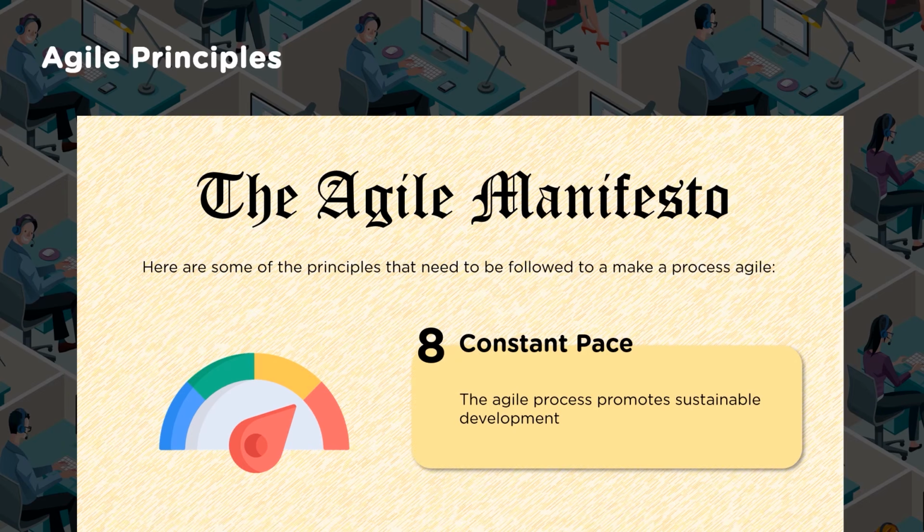So next is constant pace. The agile process promotes sustainable development. So it should not be that I did it and I sleep, or I did it and then I'm waiting for something else. No. There should be frequent deliverables happening. There should be constant movement from left to right, from beginning to end, so that the expected deliverables keep happening and consumers or users are realizing the value of it. So it should be a constant pace, the velocity, the speed which needs to be adopted.